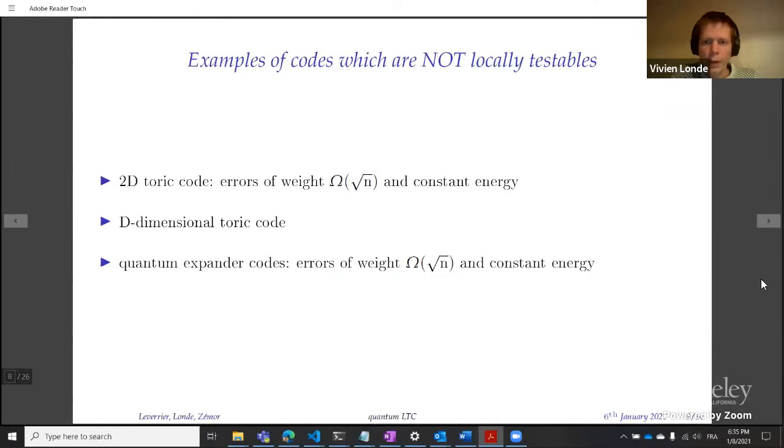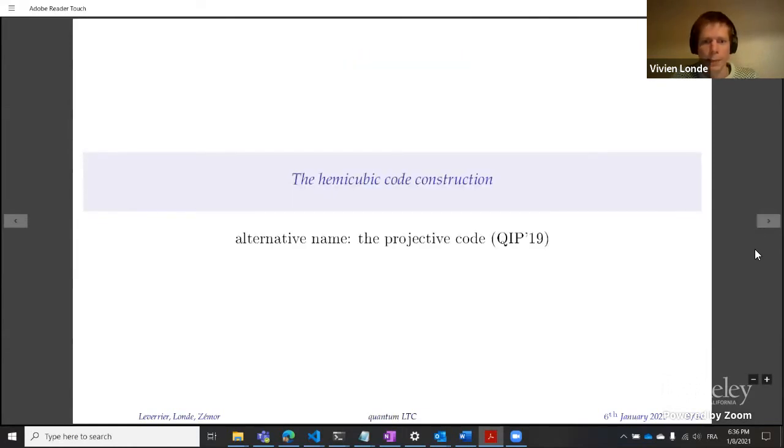So to emphasize that it's hard to find locally testable quantum codes, let me first say that the most famous quantum codes are not locally testable. For example, the toric codes: if you have a string-like chain of errors, it has syndrome only 2, so constant syndrome, which shows that it's not locally testable. And as I was saying before, for quantum expander codes, if you take errors of weight square root of the number of qubits, then they can have a constant weight syndrome, so they won't be locally testable either.